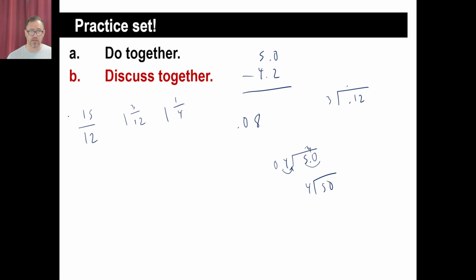Okay, you could have also done it the other way. You could have said, wait a minute, I'm going to knock this down first. 3 goes into 15 5 times. 3 goes into 12 4 times. 5 divided by 4 is 1 and 1/4, and that's exactly the same thing as you got there.